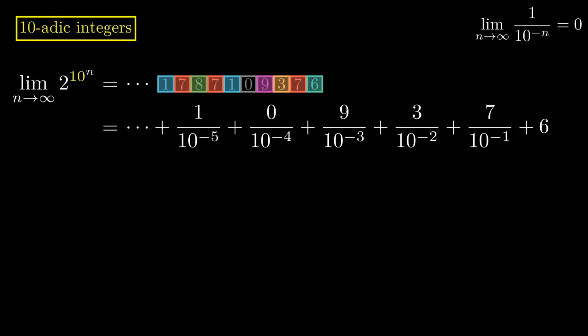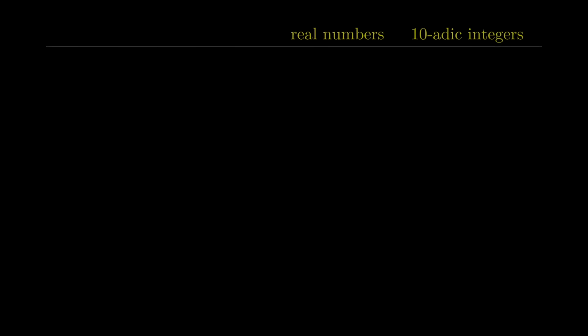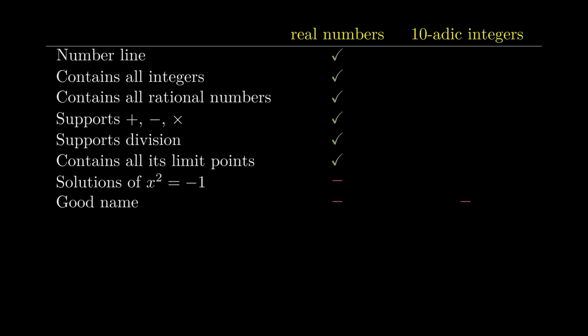So we know what a p-adic integer is. It's essentially an integer, but where you allow the digits to keep going infinitely far to the left. Now we can revisit our table of properties and ask which properties hold for the p-adic integers. But here's the bad news. There's no p-adic number line.